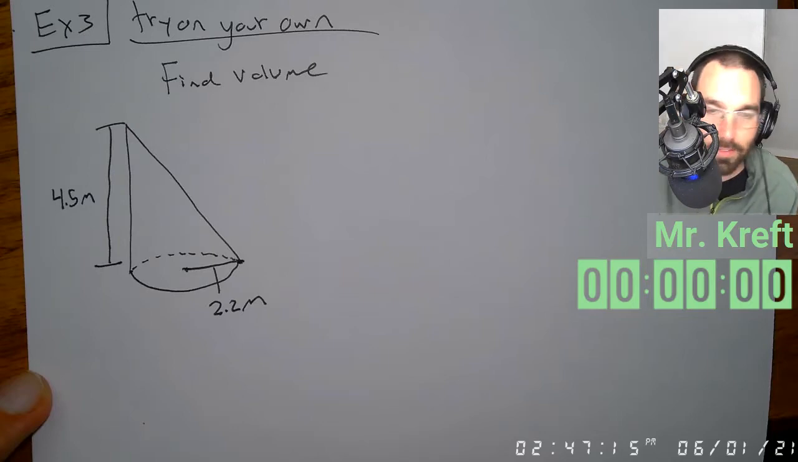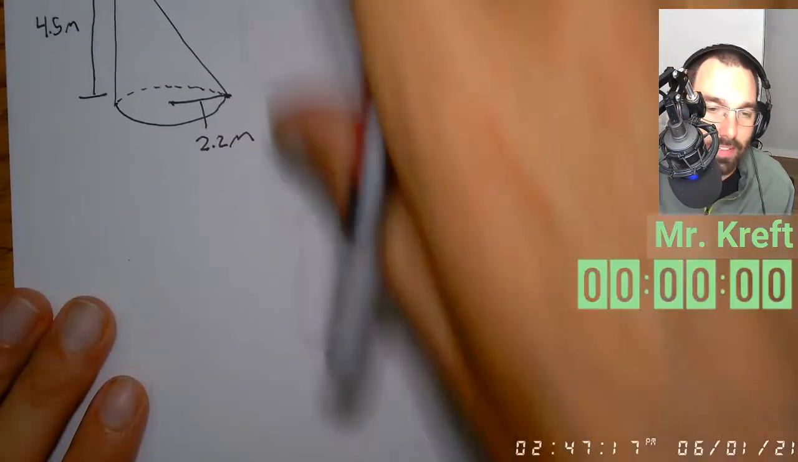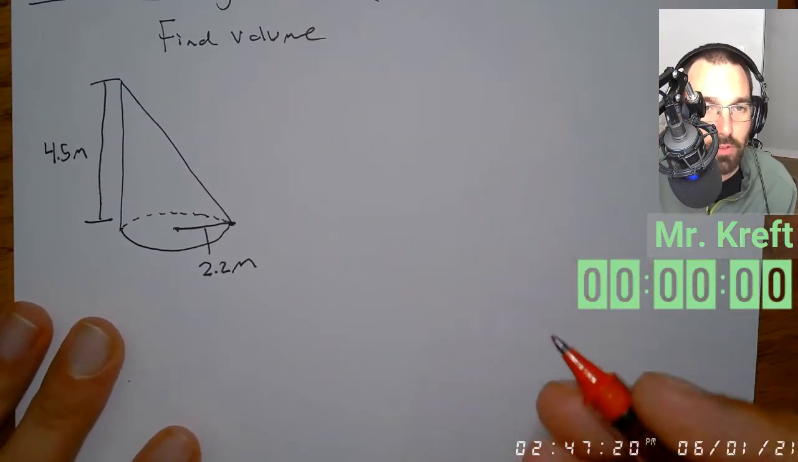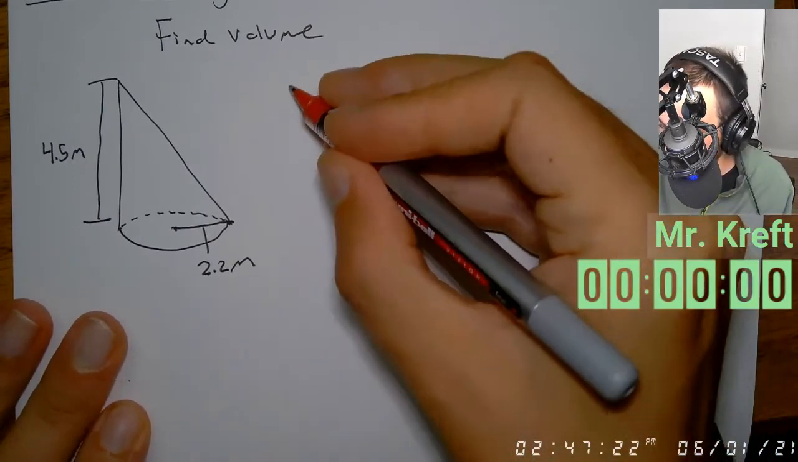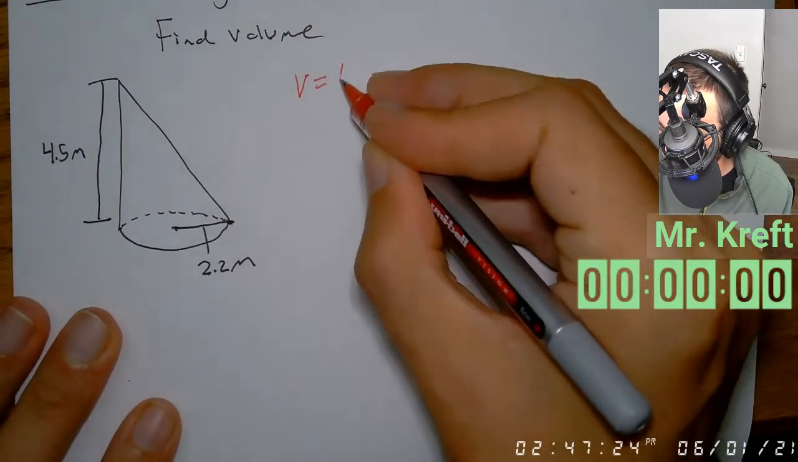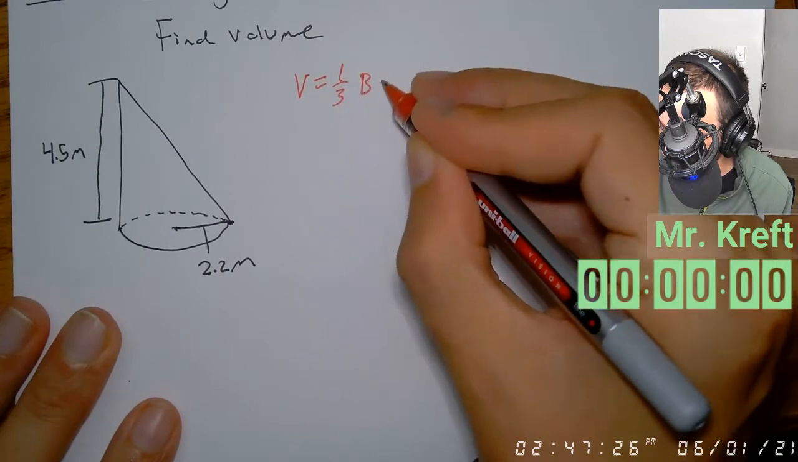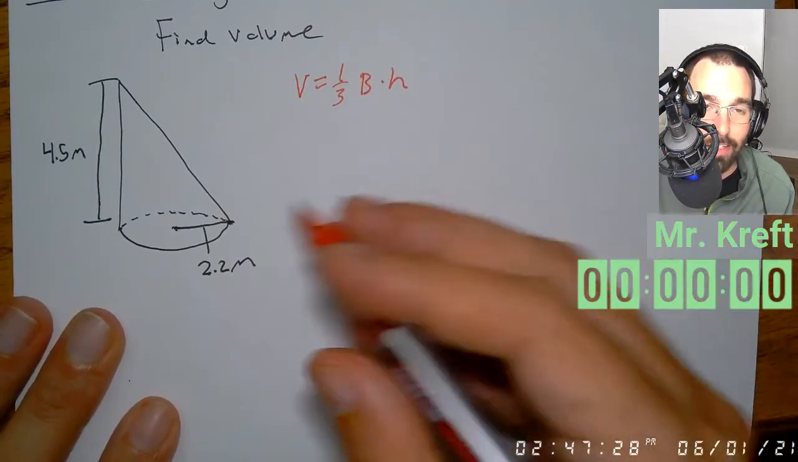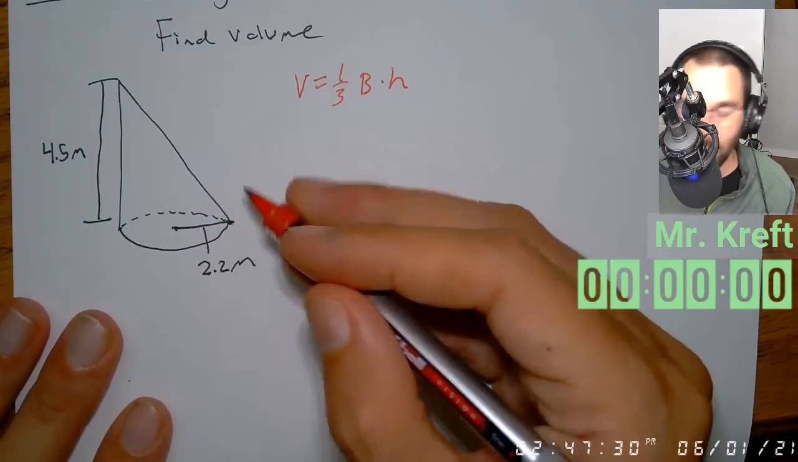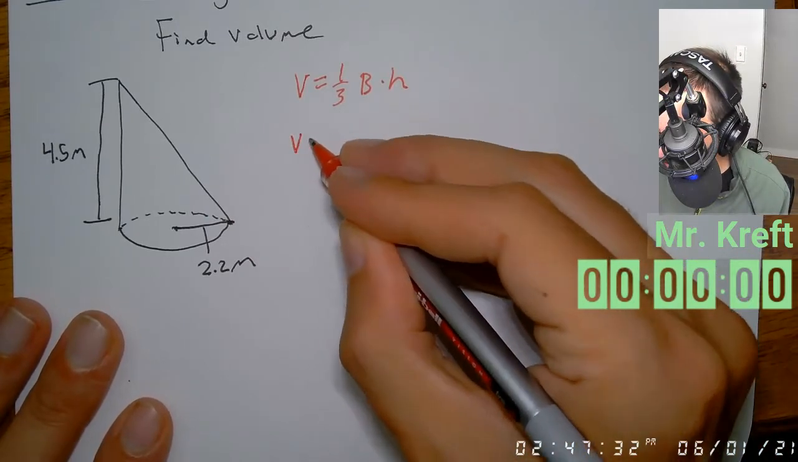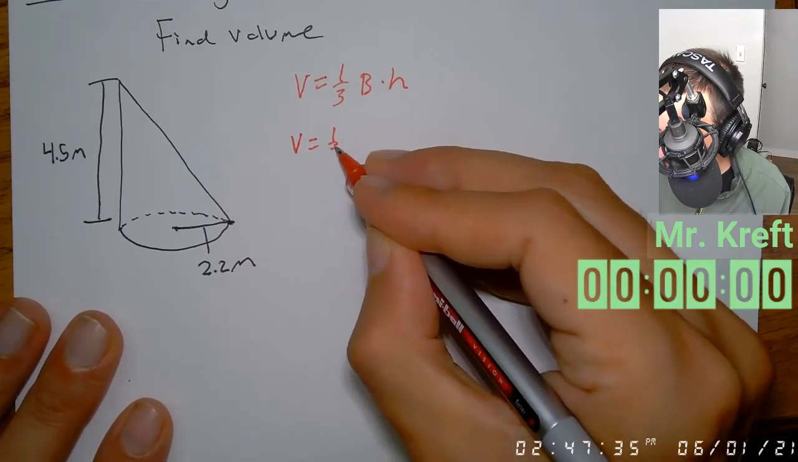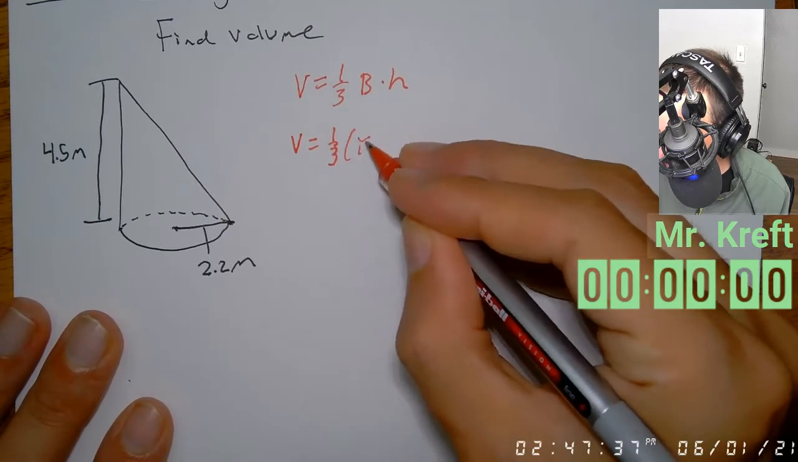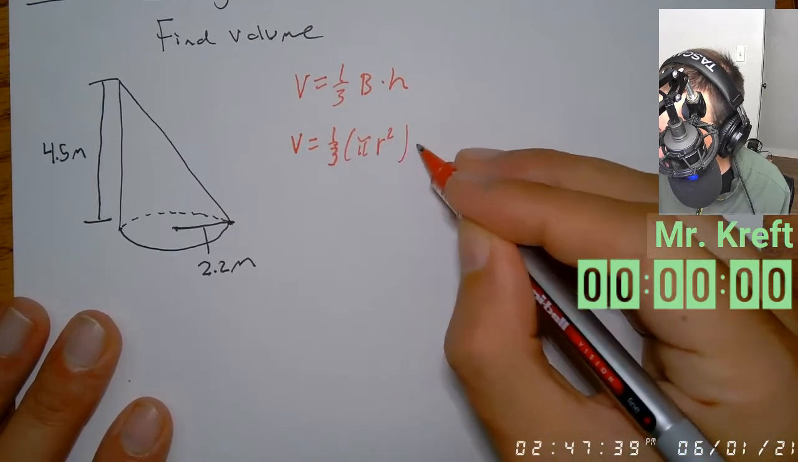All right. So let's talk about this and see how it went. So the first thing, it's bash or stab. So this is a stab. So volume is going to equal 1/3 area of the base times the height. Okay. It's not a pyramid. It's a cone, so that means that the base is a circle. So the area of a circle is pi r squared.